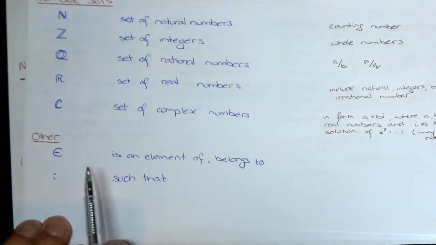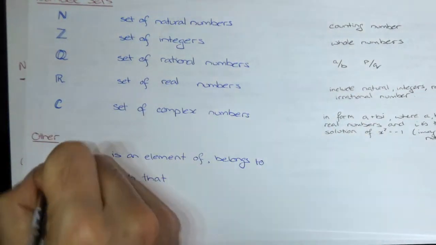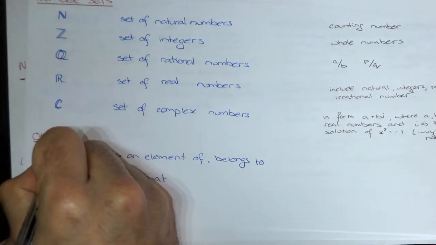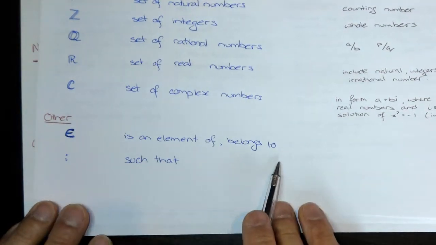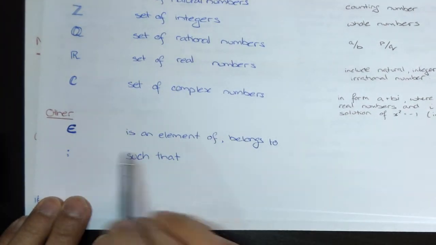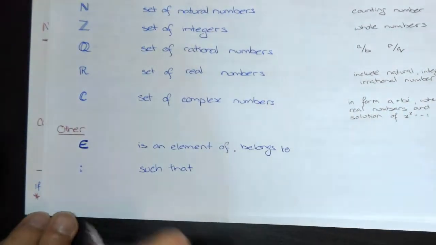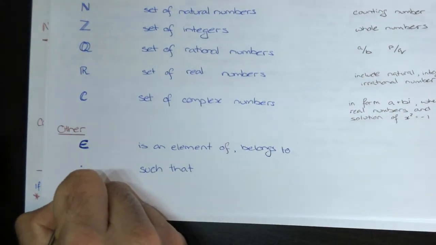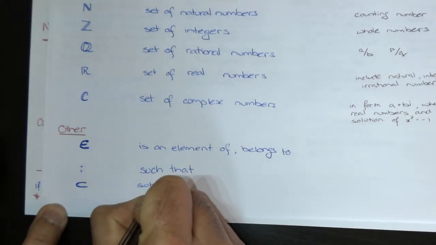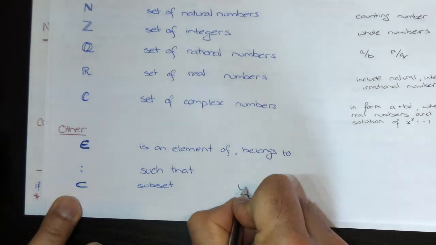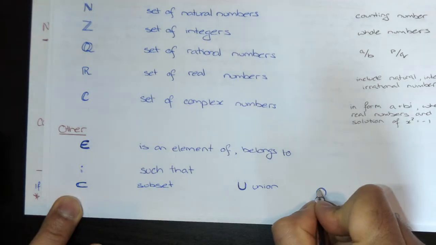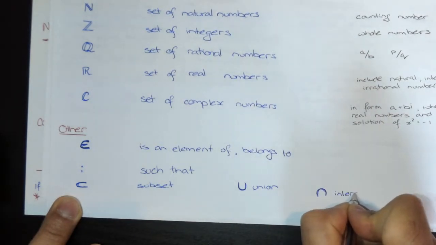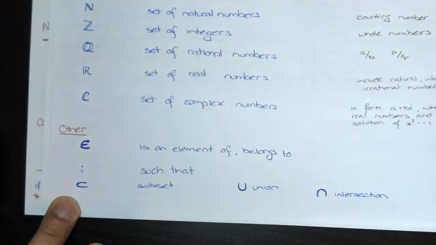Some other symbols that you would see: the rounded E means "is an element of" or "belongs to." The colon means "such that." The sideways U means a subset. You've already seen that one for the union and that one for the intersection. So there are some more symbols.